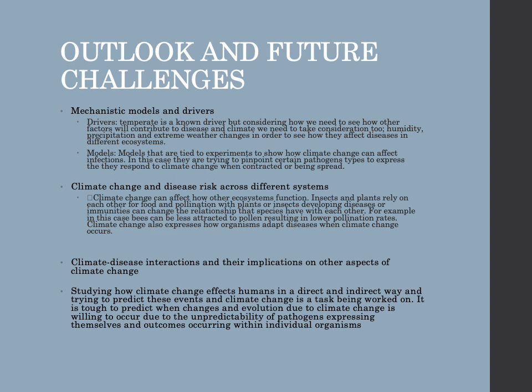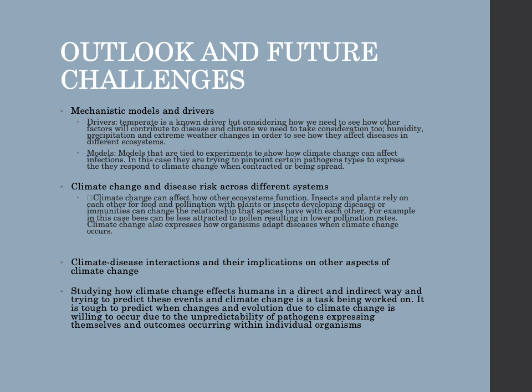Climate change and disease risk across different systems. Climate change can affect how other ecosystems function. Insects and plants rely on each other for food and pollination. With plants or insects developing disease or immunities, it can change the relationship that species has with each other. For example, in this case, bees can be less attracted to pollen, resulting in lower pollination rates. Climate change can also express how organisms adapt to diseases when climate change occurs.